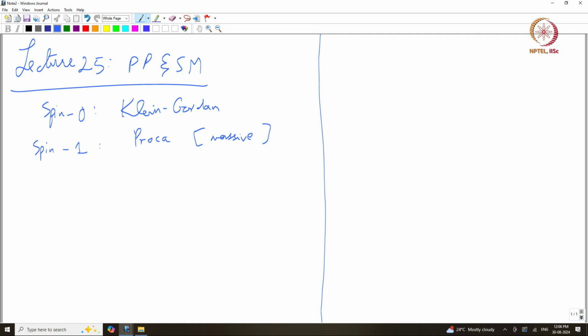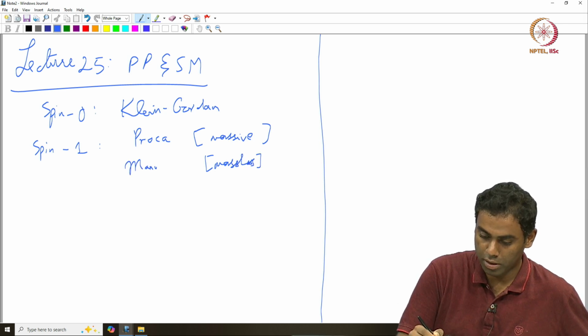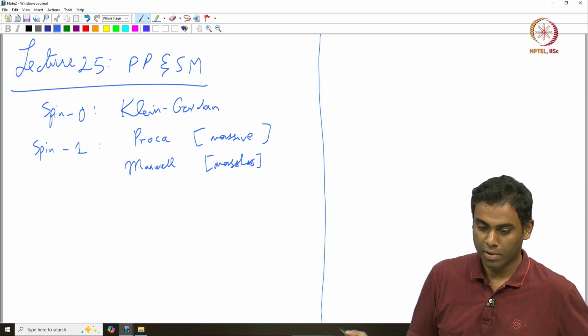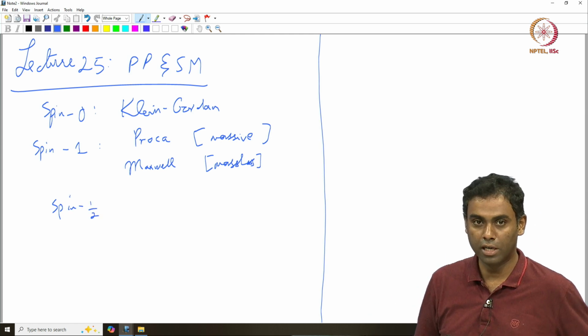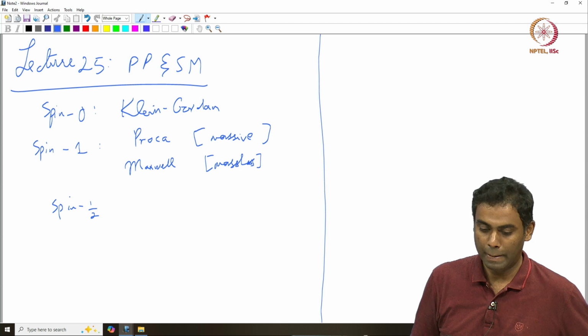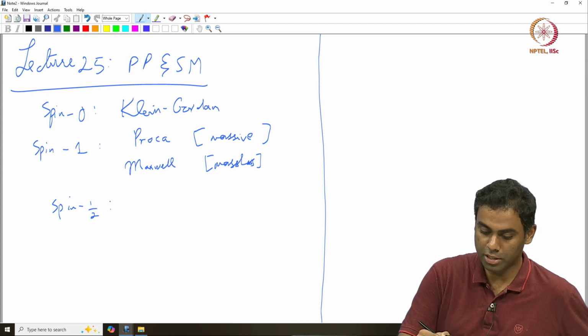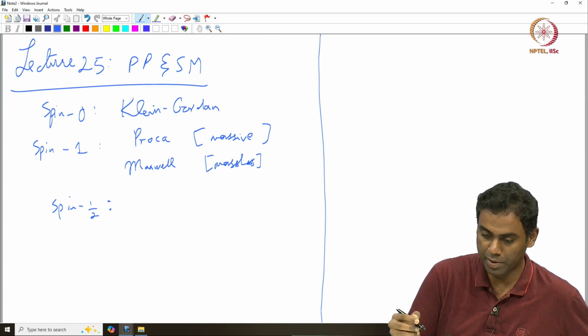And what is it for the massless one? We can just call it the Maxwell Lagrangian if you want, because that is what gives rise to Maxwell's equations, right. So, what is left? Spin half. This is where the fun really begins, okay. Probably the most important representation of the Lorentz group, spin half described with spinors.